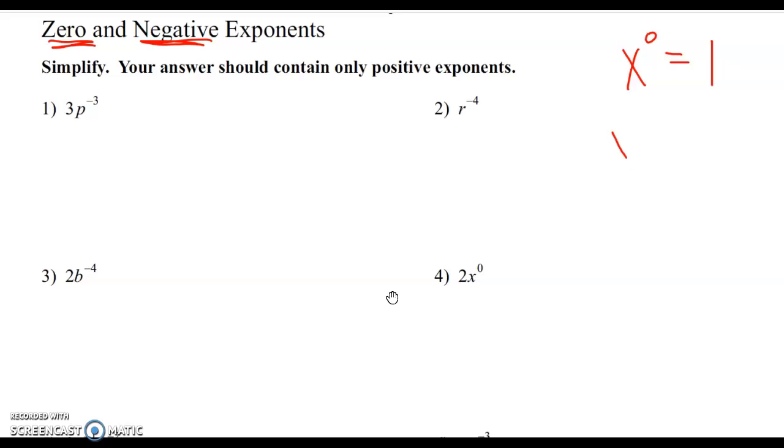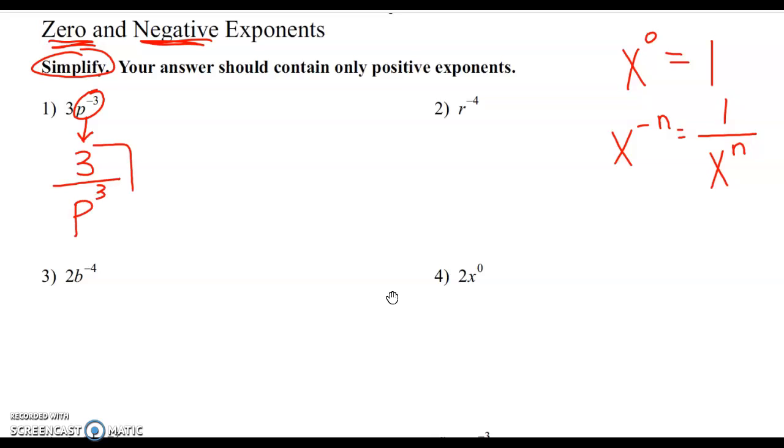Also, to simplify, you can't have negative exponents. So to get rid of a negative exponent, you take it to the other side and you make it positive. If it was on the bottom, you move it to the top and make it positive. If it was on the top, you move it to the bottom and you make it positive. All right, so here we are simplifying, right? So I have 3p to the negative 3. I can't have negative exponents, so I move it to the bottom and I make it positive. So the 3 would stay on top. It'd be p to the positive 3 on bottom.